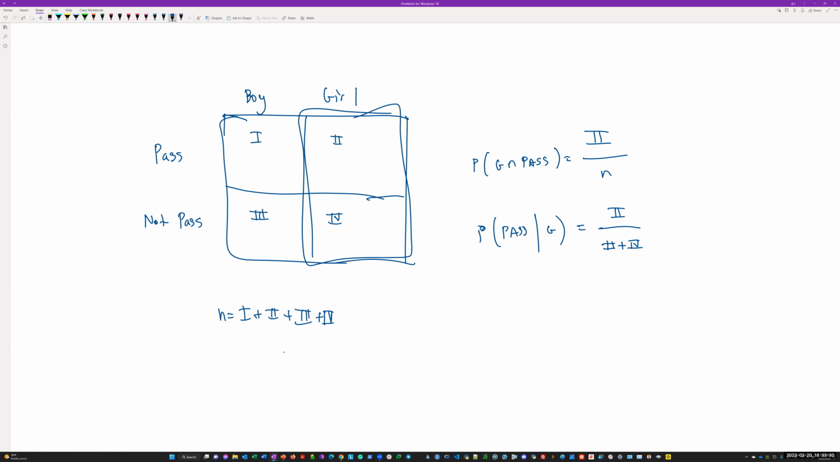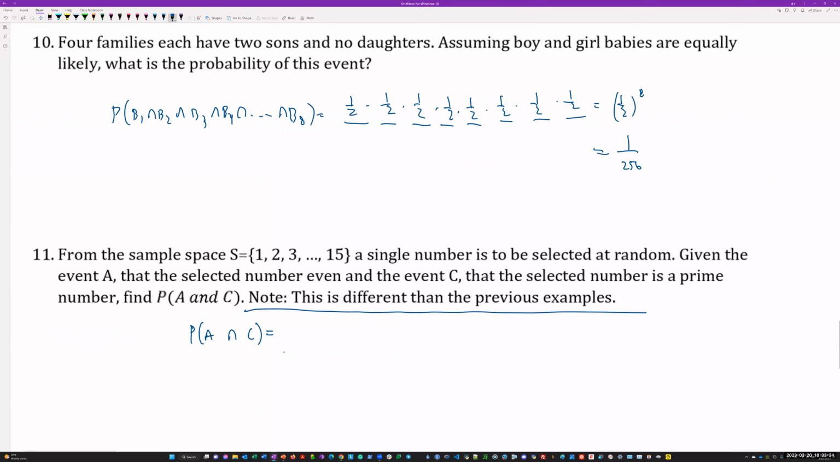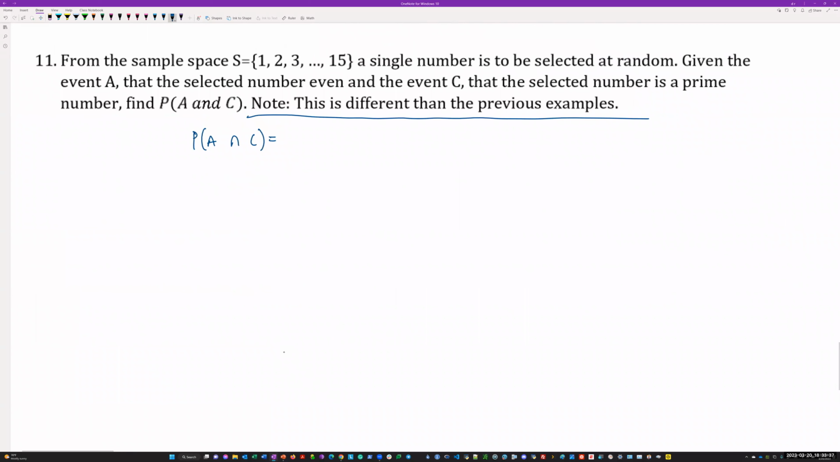Does that make sense? So she's giving this question here because she's trying to show you that people make a mistake on this all the time, and we want to make sure that we know which one's which. So from the sample space, is a single number to be selected at random, given the event A, that the selected number is even, and the event C, that the selected number is prime. Find the probability of A and C. Note this is different from the previous examples.